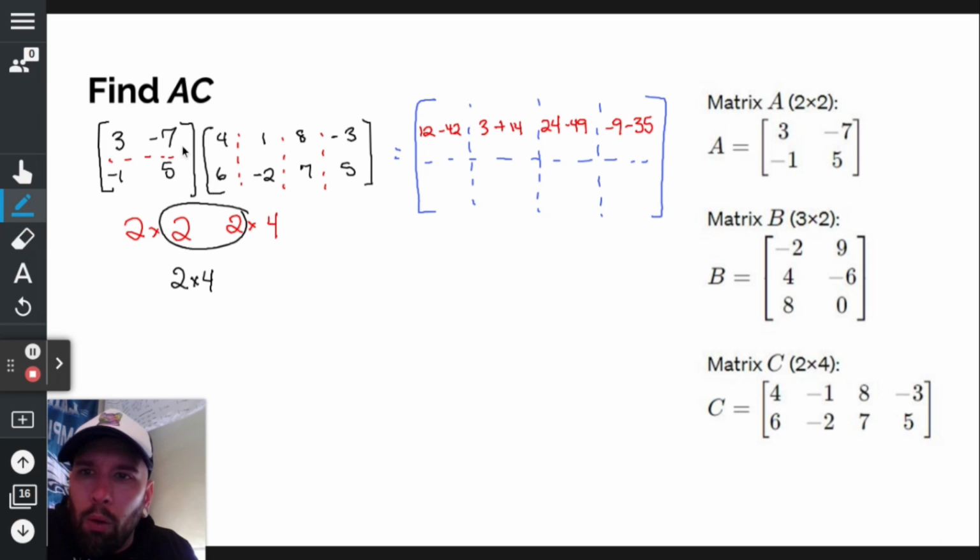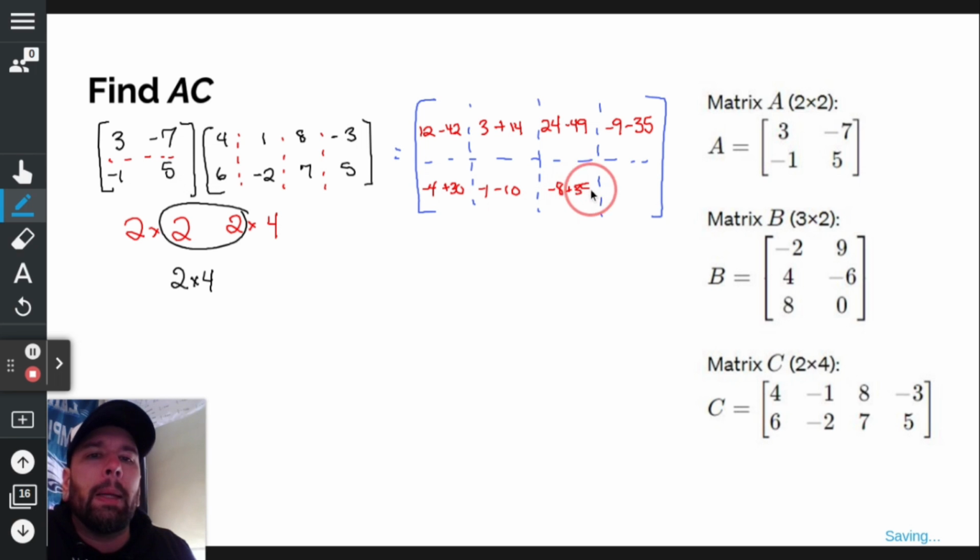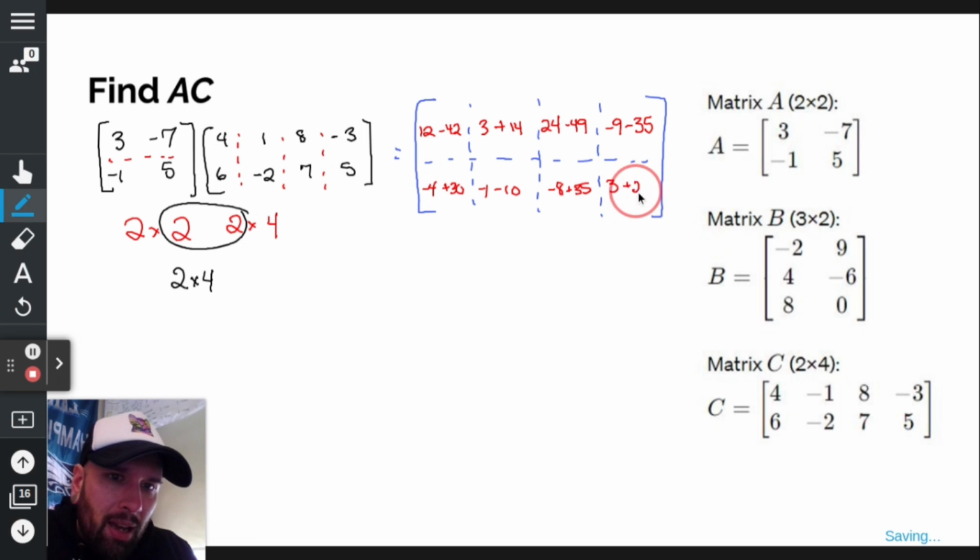Okay, second row, first column, negative 1 times 4 is negative 4, plus 5 times 6 is 30. Second row, second column, negative 1 times 1 is negative 1. 5 times negative 2 is negative 10, so plus negative 10. Second row, third column, negative 1 times 8 is negative 8, plus 5 times 7, which is 35 again. And then negative 1 times negative 3 is 3, plus 5 times 5 is 25.